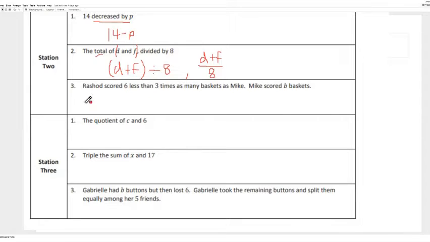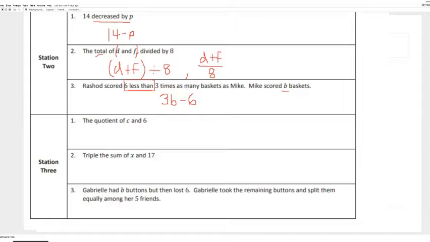All right, let's look at the next one. It's more of a word problem or a real world problem. Rashad scored 6 less than 3 times as many baskets as Mike. So here's a key, 6 less than. So this has to be at the very end. And it says Mike scored B baskets. So 3 times what Mike scored, so 3 times B. This is how you should be thinking about it. And then 6 less than that, which means I would subtract it. Remember, the words less than mean the 6 comes to the back. The 6 here is what's being subtracted, not the 3.